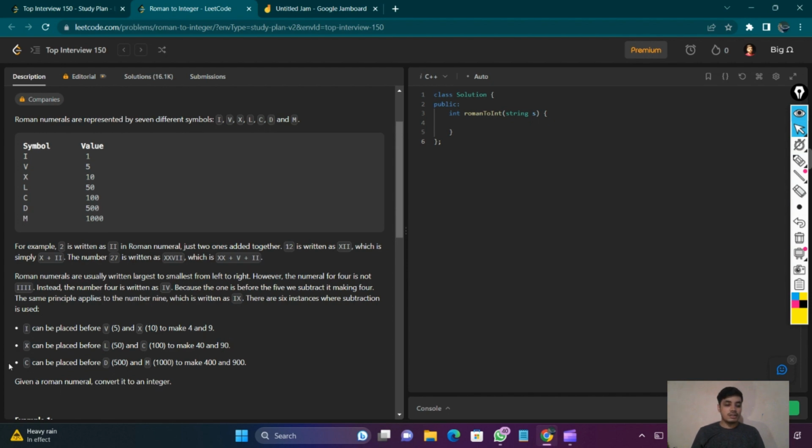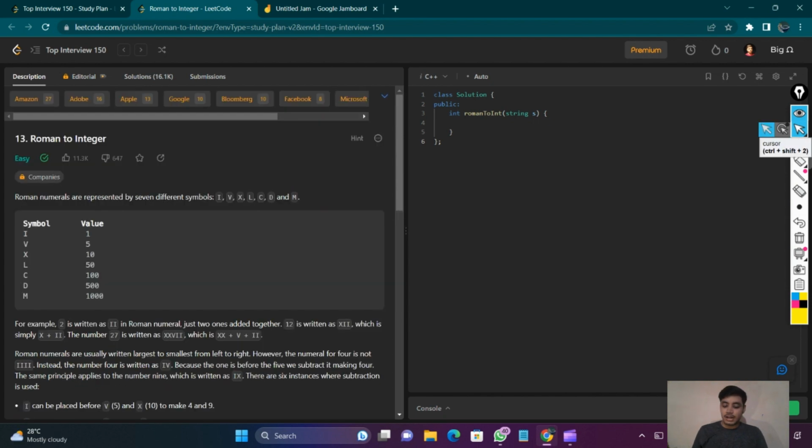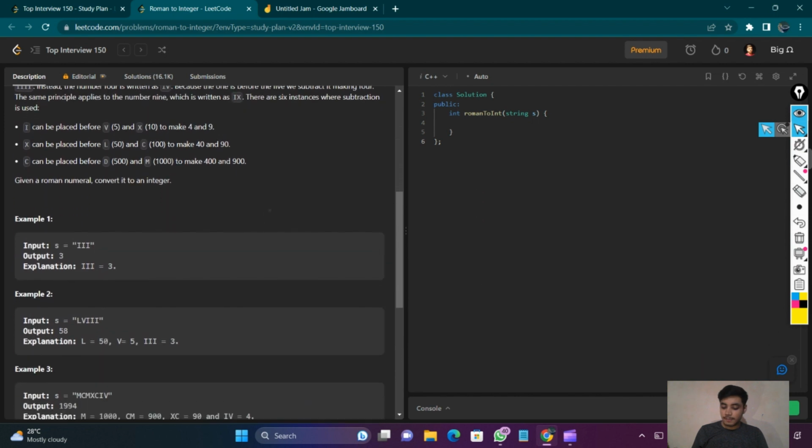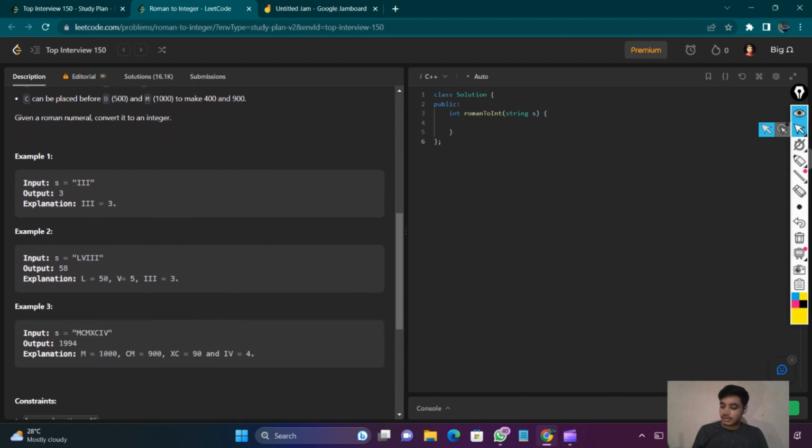After seeing this many examples, you have already understood what we have to do in this question. Now let's take some examples and understand how it is going to work. We are going to take the second example and understand how it is working. Let's take the example LVII. So this is the first example.